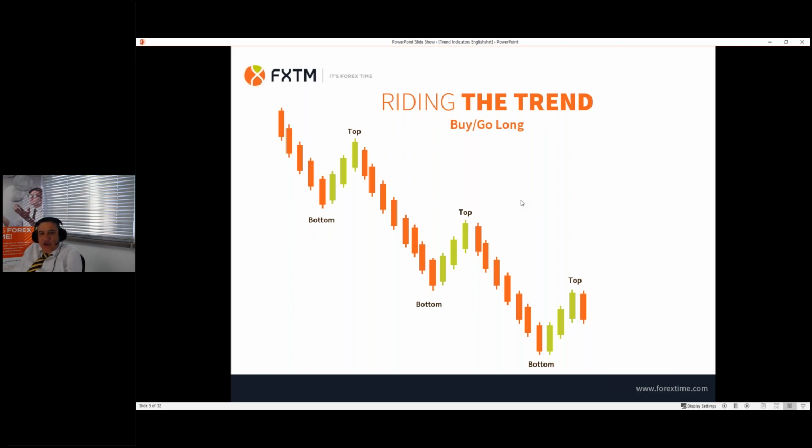Again, a downtrend is the direction as defined by successively lower tops and lower bottoms. You see, each top is lower than the previous one, and each bottom is lower than the previous one. This is the way to identify a downtrend based on Charles Dow's theory.